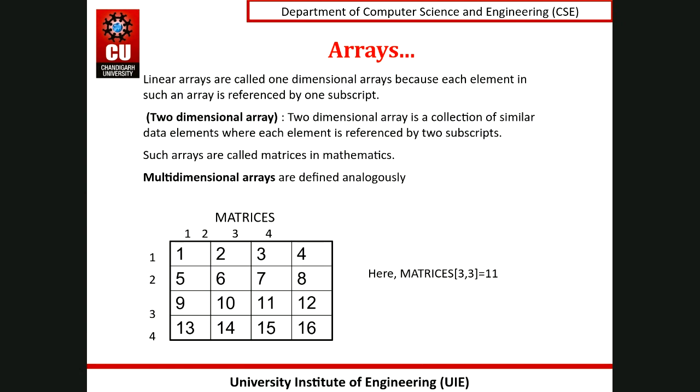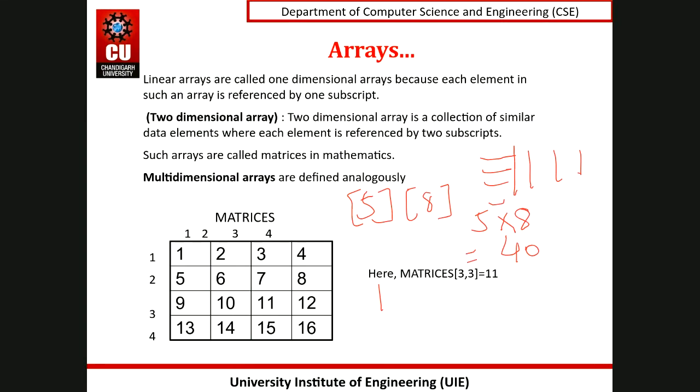See, there were 5 cross 8. First of all, tell me how many elements would be there? 5 rows and 8 columns. It means 5 multiplied by 8 would be the number of elements, that is 40. And if one element takes 2 bytes, 40 elements will take 2 into 40, that is 80 bytes. So the answer was 80 bytes.